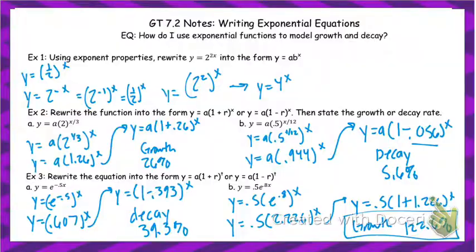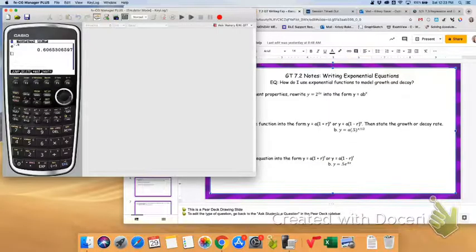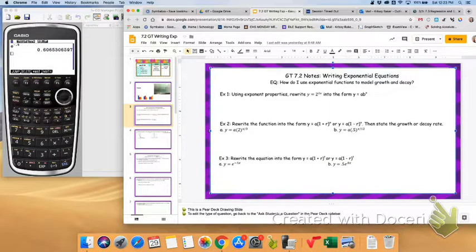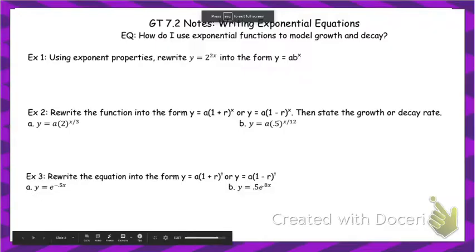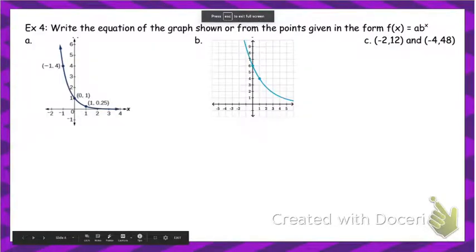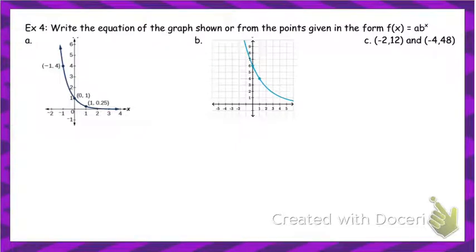All right, so the next thing we're going to do is we're going to write equations from either graphs or from points. All right, so we're going to start with a graph. It's a pretty simple one. This graph's pretty easy because it gives us the y-intercept.